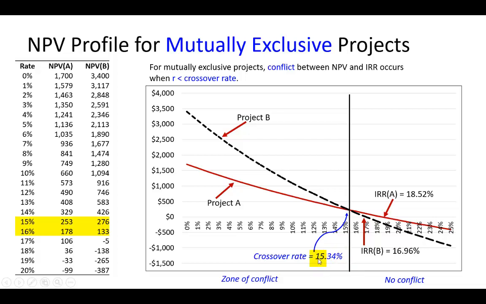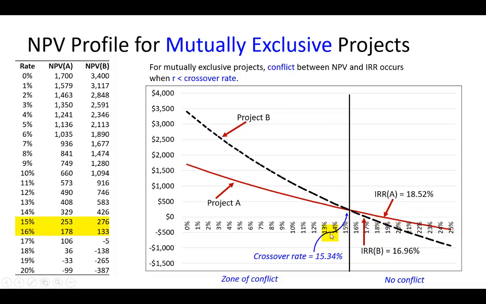And the third is, notice that if we had used a discount rate, a cost of capital, that is above this crossover rate, let's say for example 16%, NPV A would be greater because the red line plots above the black broken line right here. For example, with a cost of capital of 16%, NPV A is 178. For B it's 133. So A is higher. In fact, for any cost of capital from the crossover rate going to the right, there will be no conflict between the NPV and IRR, because NPV will rank project A above project B, as you can see right here on the numbers. IRR already told you that A is better.